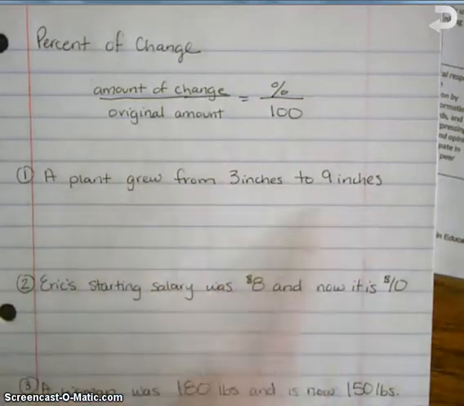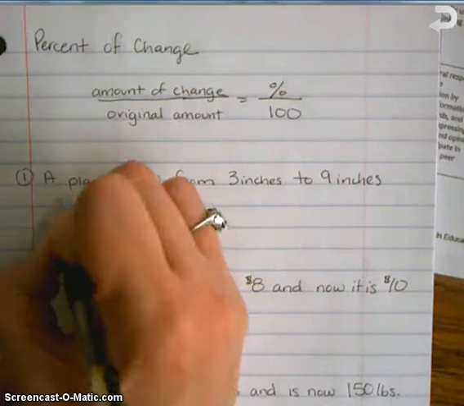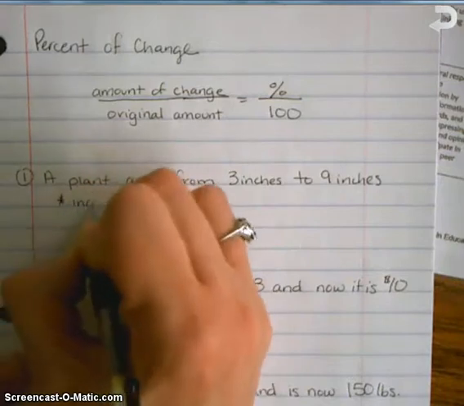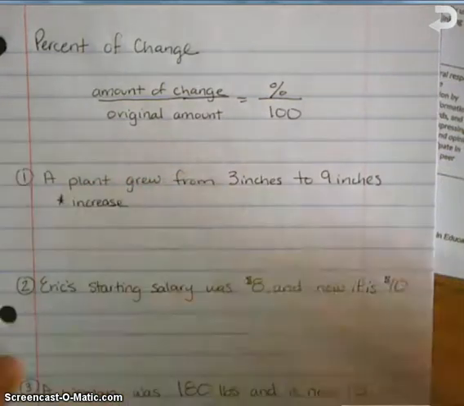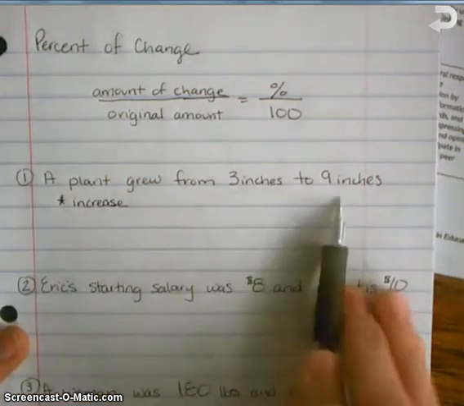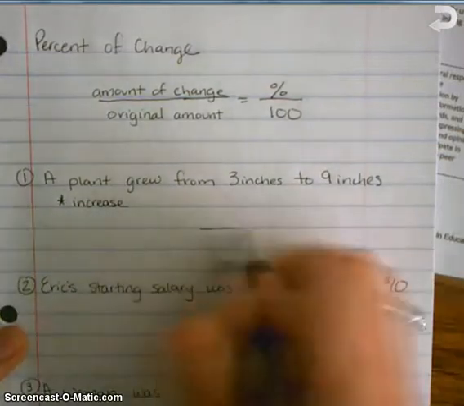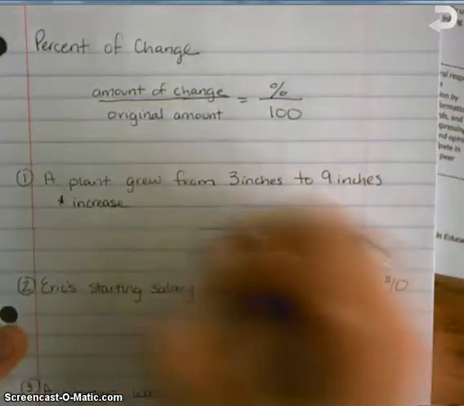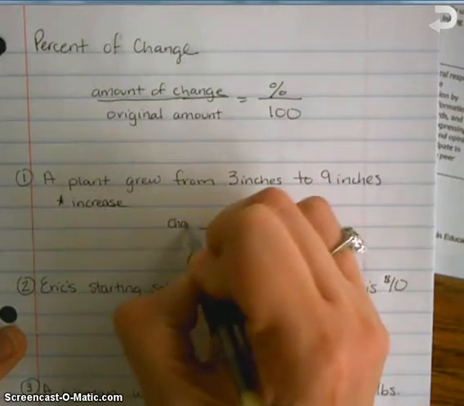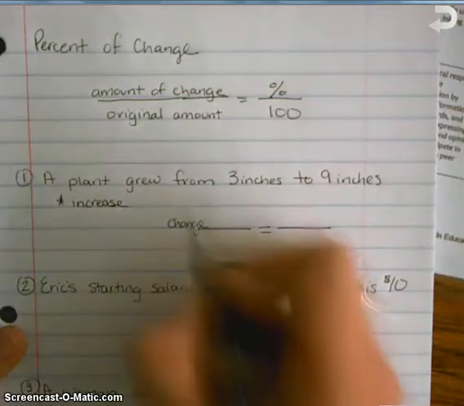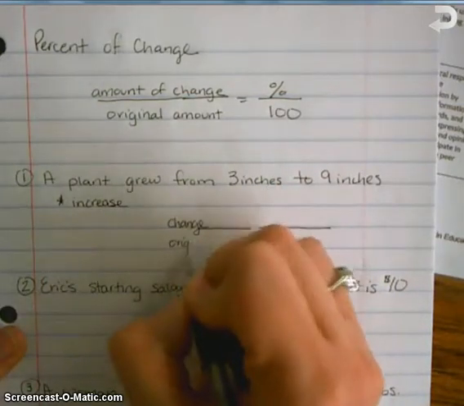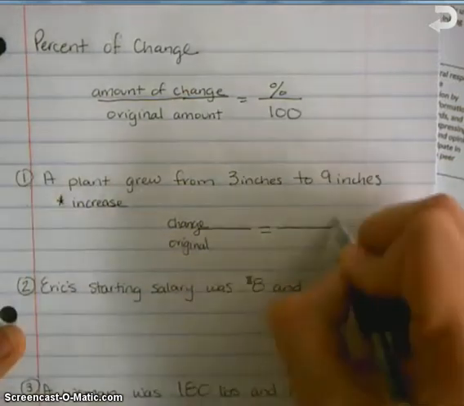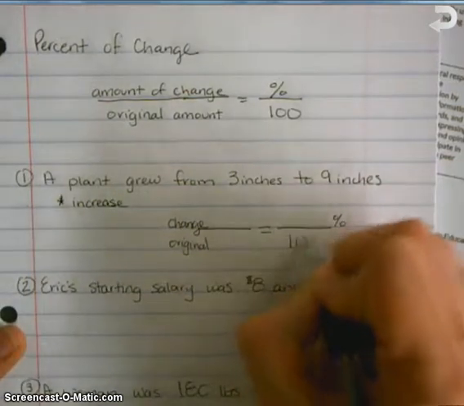Well, that's a change and it's growing. So the first thing I need to know is that is an increase because it's increasing in size. So from 3 inches to 9 inches. So I'm going to set up a blank proportion, and I know the top has to be the amount of change. So label that. So this is the change, and the bottom should be the original. And we have percent over 100.